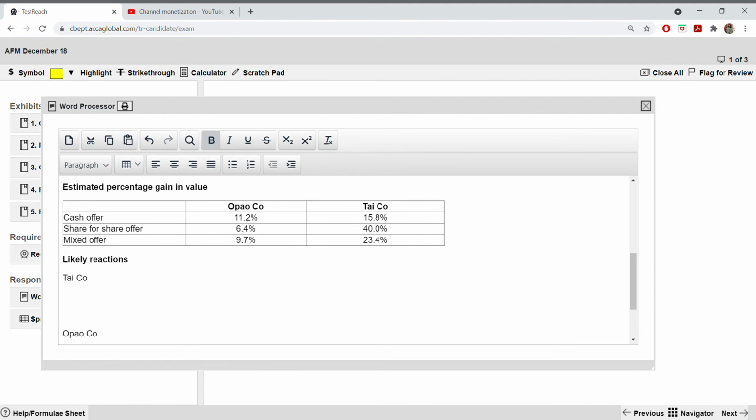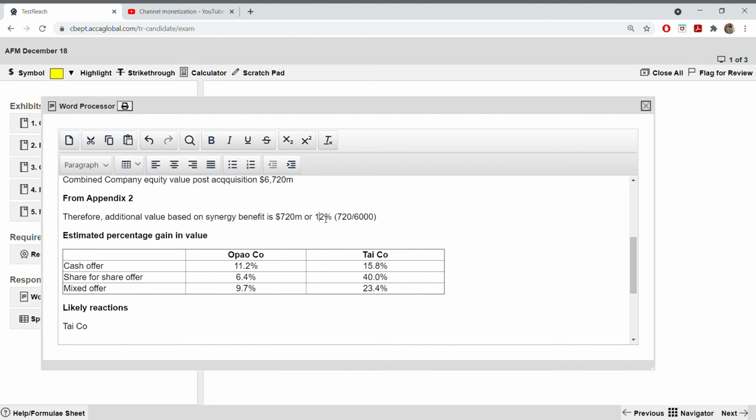Oppo company's shareholders may also prefer the mixed offer. Yes, Oppo may also prefer mixed, because it is between share and cash. Also, fewer cash resources are used compared to cash. Yes, when you use the cash offer, even though it's the highest return, in the mixed offer, less cash will be used. And they still benefit from a significant proportion of the additional value created. See, even though 11.2 is highest, 9.7% is also not that bad compared to this 12%, right?